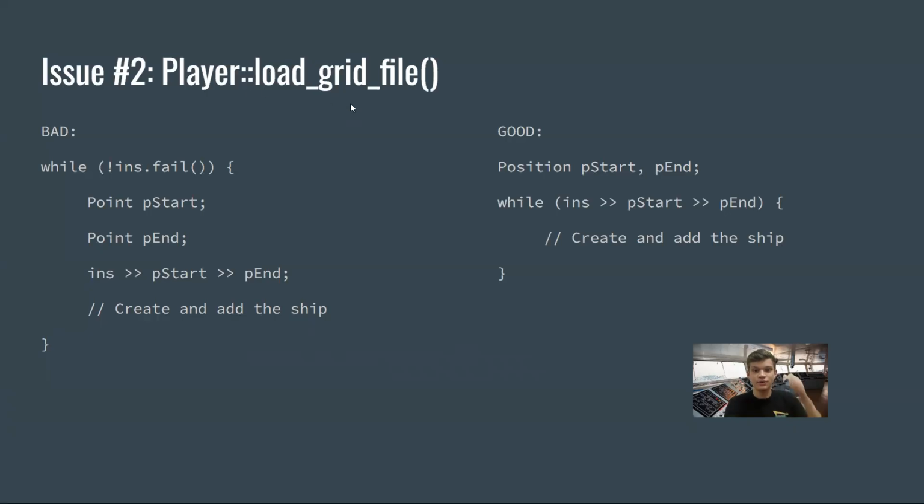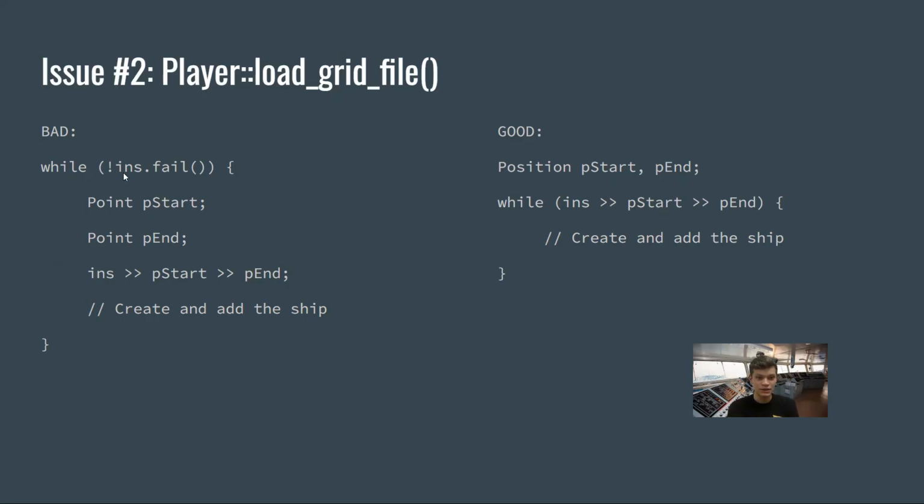So in load grid file, you have to have a while loop because we're reading stuff from the file. We don't know if there is 1 ship, 4 ships, 50 ships, who knows? So we're going to have a while loop, reading in these points to create a ship and then add the ship. We need a while loop for that.